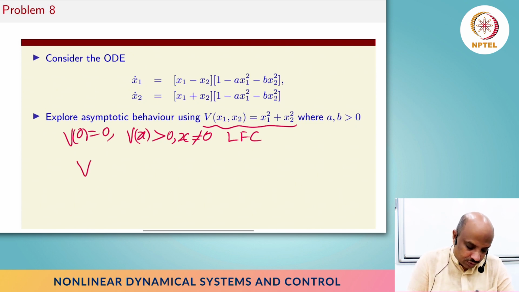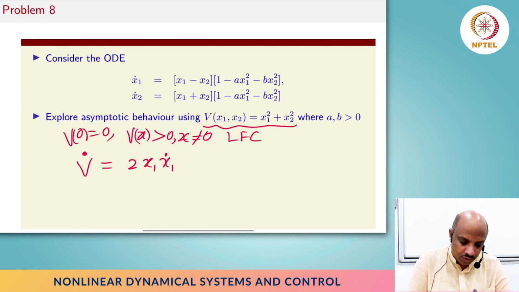So the standard thing, as you've been seeing by now, we're going to compute V dot. So that's going to be 2 times x1 x1 dot plus 2 x2 x2 dot, right?